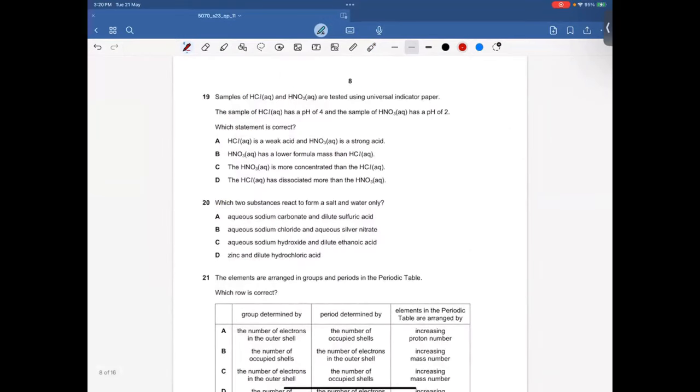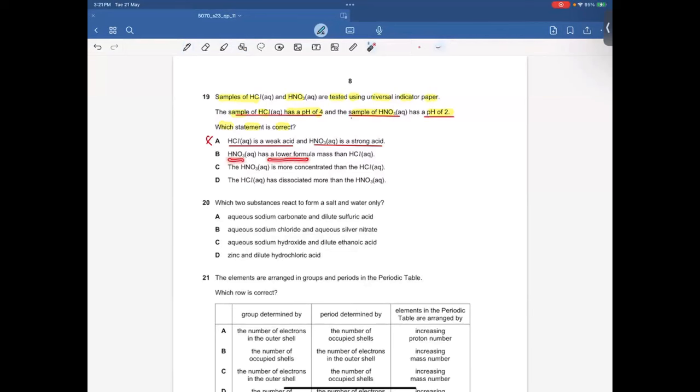Question number 19. Samples of HCl and HNO3 are tested using universal indicator paper. The sample of HCl has a pH of 4 and the sample of HNO3 has a pH of 2. Which statement is correct? HCl is a weak acid. HNO3 is a strong acid. HCl basically is a strong acid. This statement is incorrect. Okay.